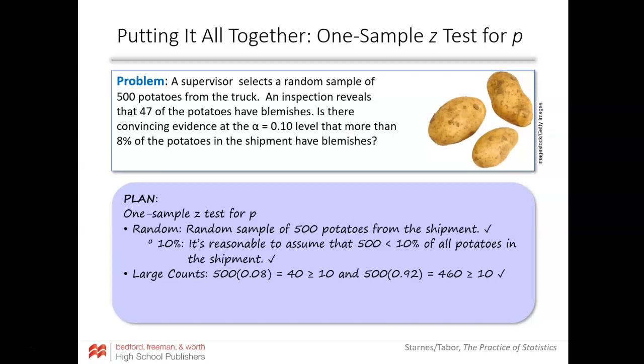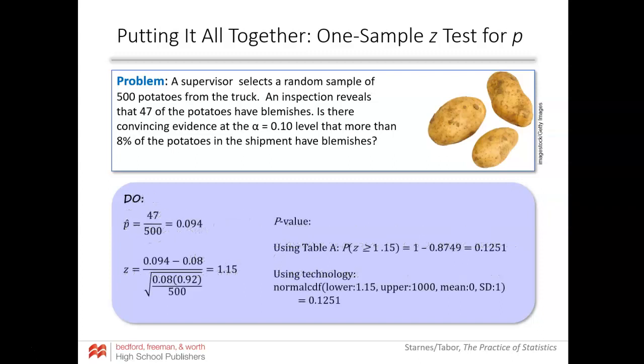And then the large counts condition. Assuming that the null hypothesis value is true, 500 times 8% is 40, and 500 times 92% is 460, both of which are greater than or equal to 10. So now we're on the do stage. This is where you have to show your math, and I know it's obnoxious, but you do it anyways. The only thing they're missing here is they didn't draw a curve. They should have drawn a curve, but whatever.